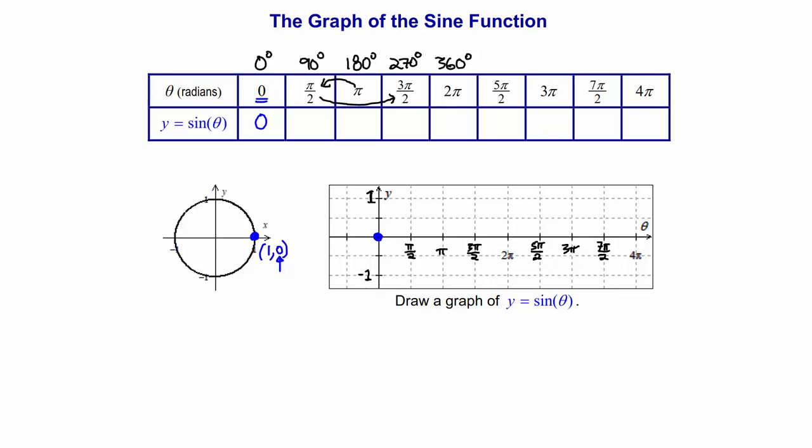Now we can move to pi over 2. We can rotate 90 degrees, pi over 2 radians. We end up pointing straight up to the top of the circle, the north pole. And the point that we specify has coordinates 0, 1. The y-coordinate is the sine value of this angle, pi over 2. We've rotated pi over 2 and found that the y value is 1. So the sine of pi over 2 must be 1. So on our graph above pi over 2, we can plot a dot at pi over 2, 1.